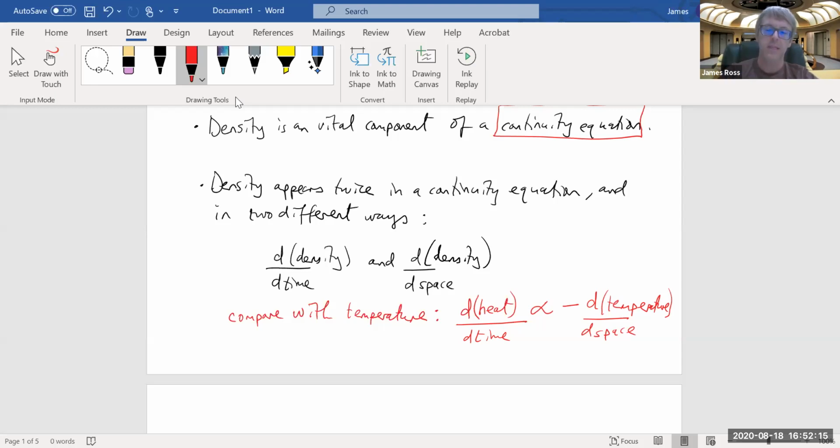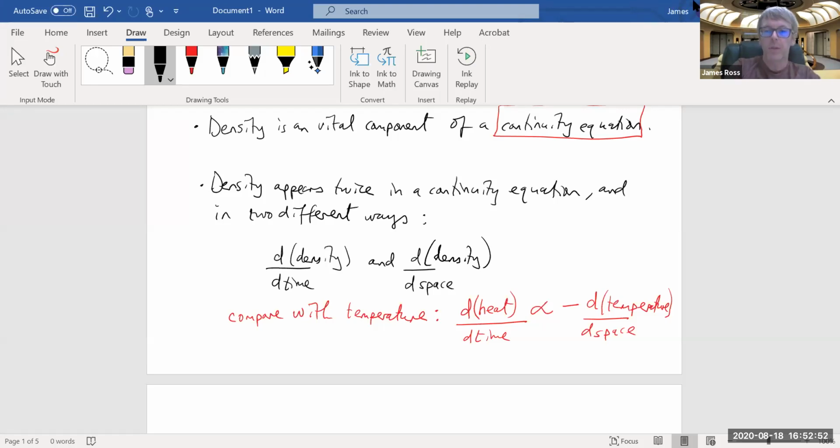So the text in red, go back and look at the temperature video and you can have a look at that. But I just wanted to bring out this change with respect to time, change with respect to space. We're not talking about space-time here. There's nothing relativistic about this. We're just looking at time and space totally separately. Okay, so going back to the black text, we've got a time component of density and a space component of density.